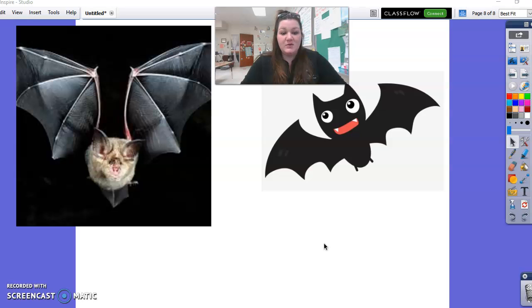Good. Do you have a black or gray or brown bat? Not all bats are black. Good. Do you have ears on a bat? What about feet? And a nose? 2 eyes? Is it dark outside or is it light outside?